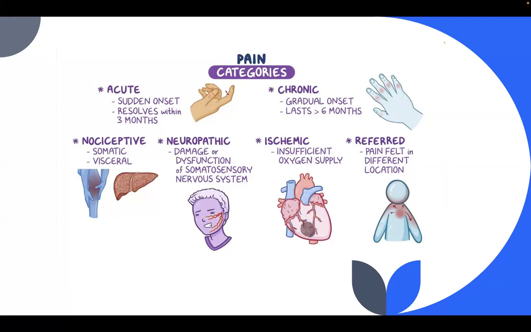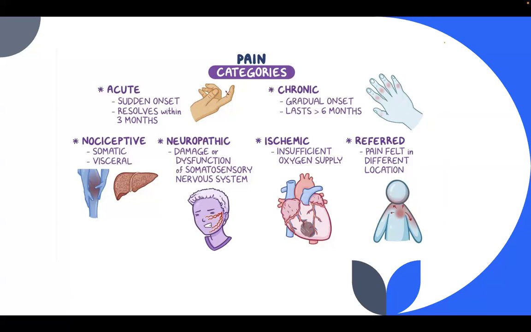So some examples: irritable bowel syndrome, angina. With angina, sometimes there's something going on with the heart, but people might feel it on their shoulder or the left arm. It's pain that radiates. Menstrual pain is another example.